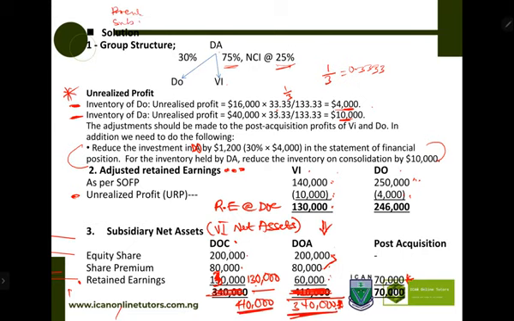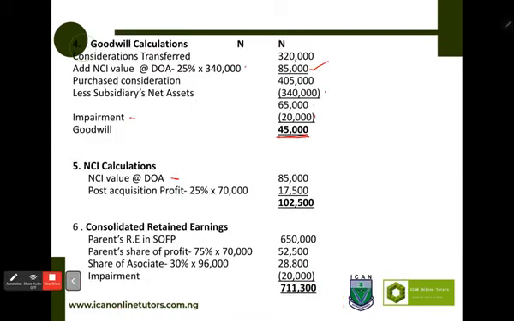Parent will be sharing 75% of 70,000, and subsidiary will be sharing 25% of the 70,000. That is why 25% of 70,000 gives us 17,500, plus NCI value at DOA, we are having 102,500.